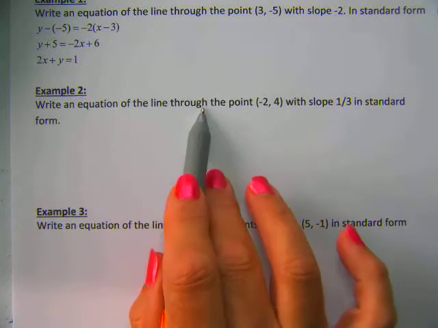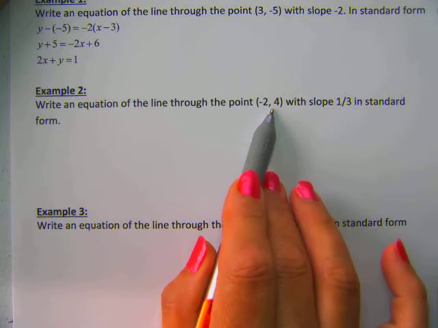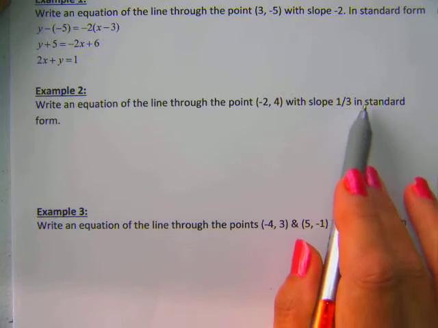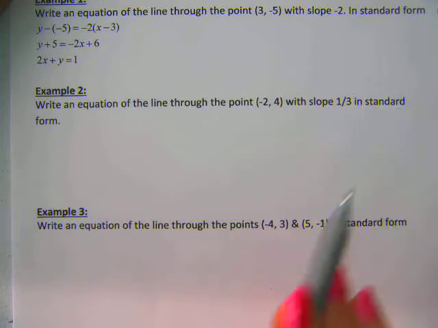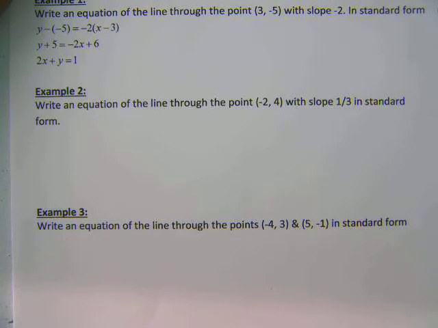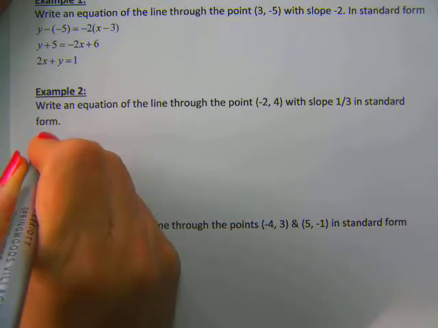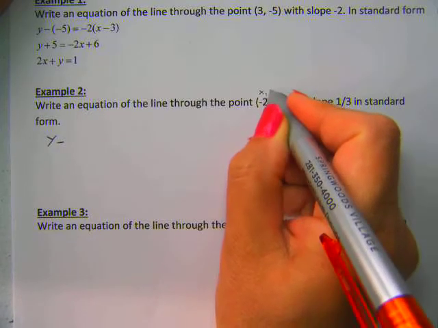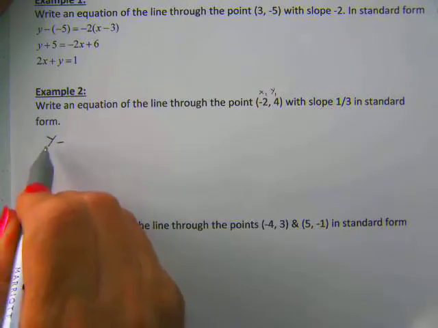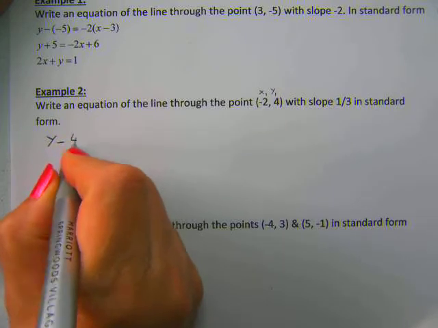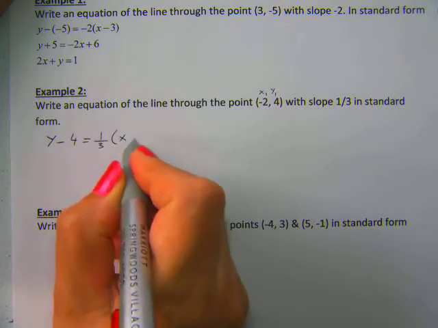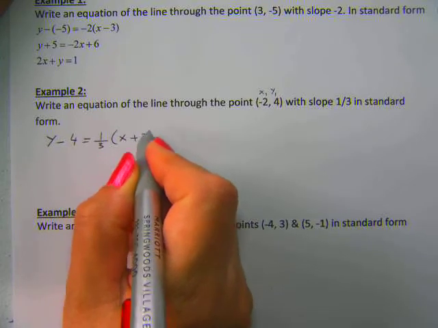Write the equation of the line through the point (-2, 4) with slope 1/3, and we need to write it in standard form. So be careful about which form you are asked to write the equation in at the end. Of course, this is your (x1, y1). So y minus y1 equals the slope, 1/3, times (x minus a negative, so plus 2).